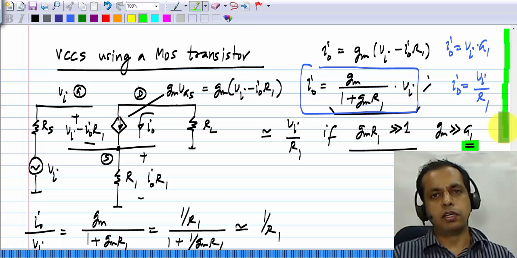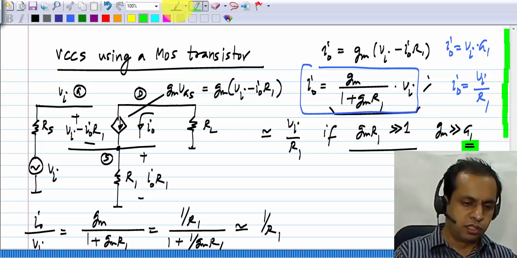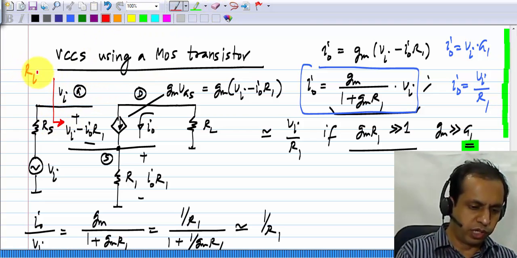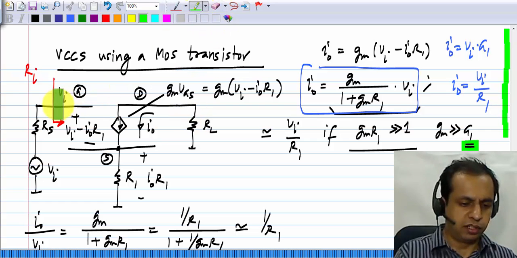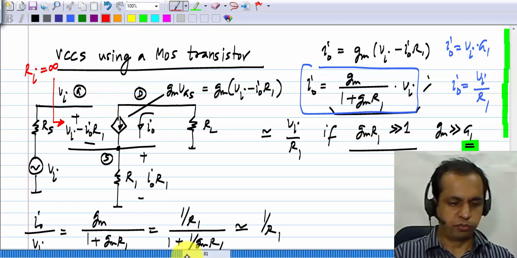We would also like the input and output resistances to meet some constraints. So in this case, I won't spend much time on this. What is the input resistance looking into this? You can see that there is no current going into the gate. So whatever voltage you have, no current is going in. So clearly Ri is infinity.